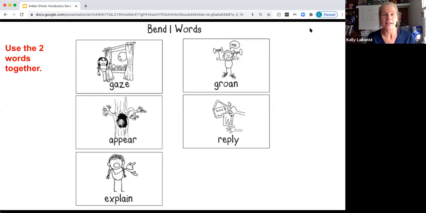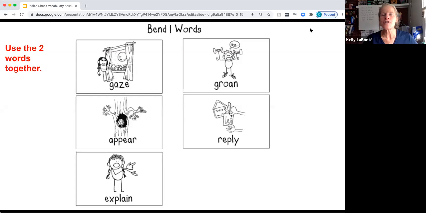Let's just say I gave you the two words gaze and appear, and I'm asking you to use those words together. So it might sound something like this: As I was gazing up at the beautiful sky, clouds began to appear. Do you see how I use the words gaze and appear in the same situation? All right, let's see how you and your partner will do at this new game, Mashup Remix.